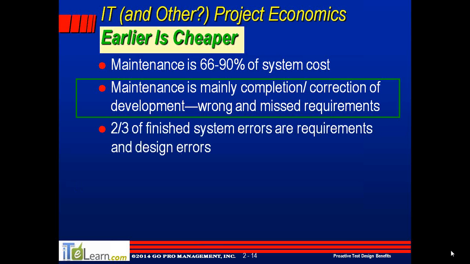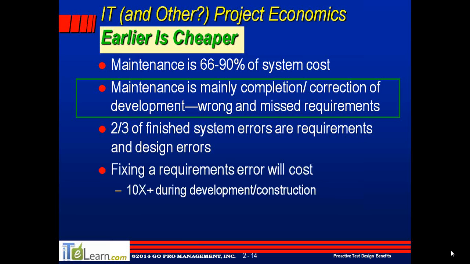When we look at finished systems, about two-thirds of the errors in finished systems have been there from the beginning. They are errors that were wrong in the design and usually also in the requirements. Two-thirds of the errors are ones that traditional development and traditional reactive testing are unlikely to be able to address. Proactive testing can help with a lot of these errors that are ordinarily overlooked.